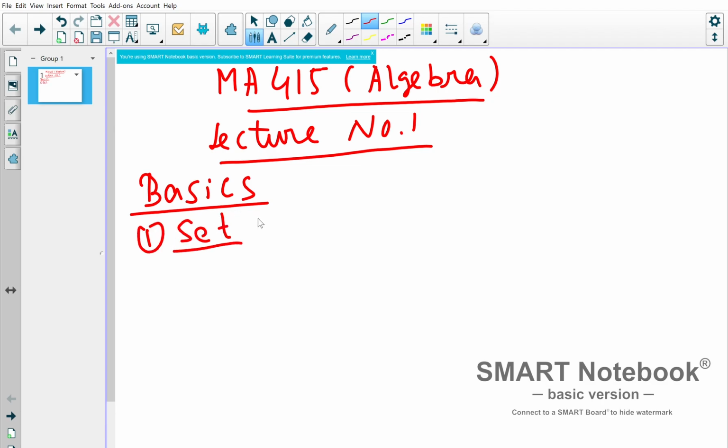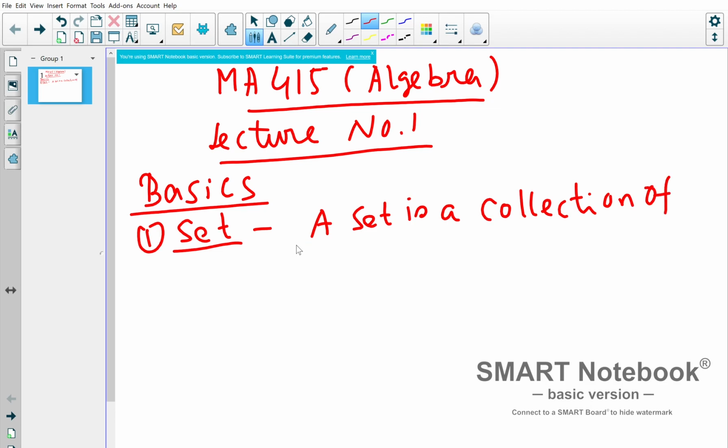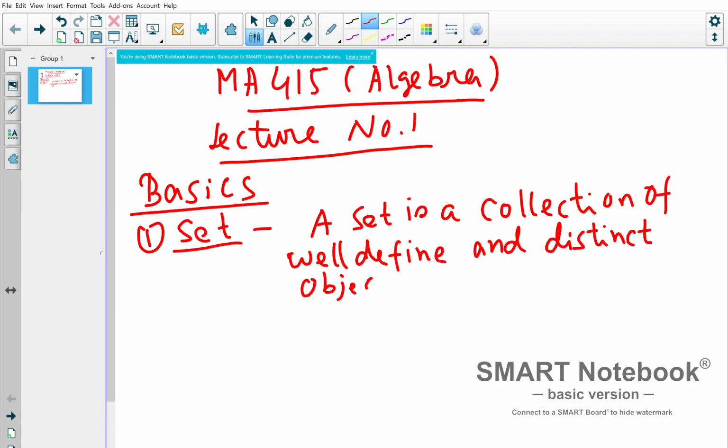Let me just briefly say that a set is a collection of well-defined and distinct objects. Now you know that there are two properties: one is distinctness, and the other one is well-definedness.